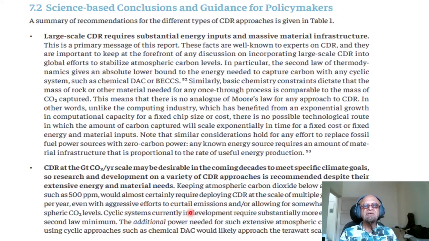What are the science-based conclusions and guidance for policymakers? Here are the summaries. We'll look at a table in a minute. Large-scale CDR requires substantial energy inputs and massive material infrastructure that we already discussed. So you have to keep that in mind when you want to keep scaling up CDR, if and when they become scalable and technologically ready for doing that.